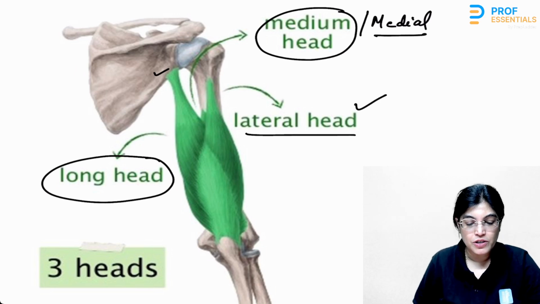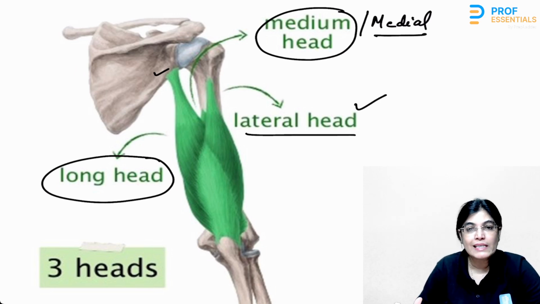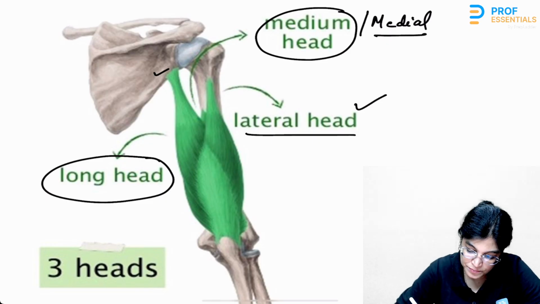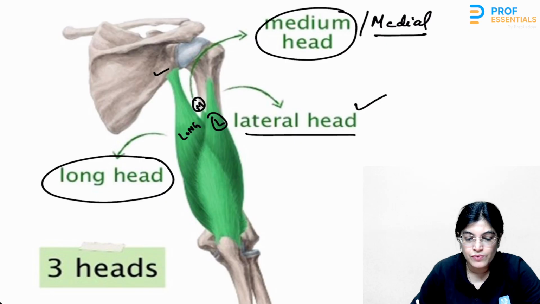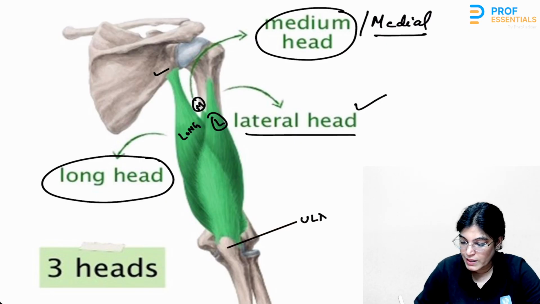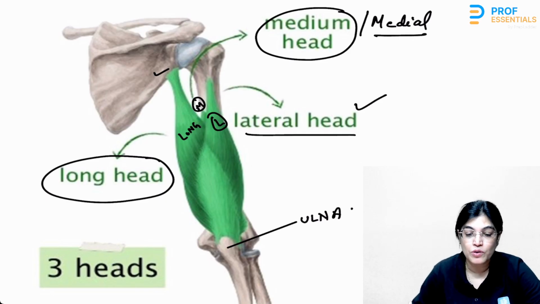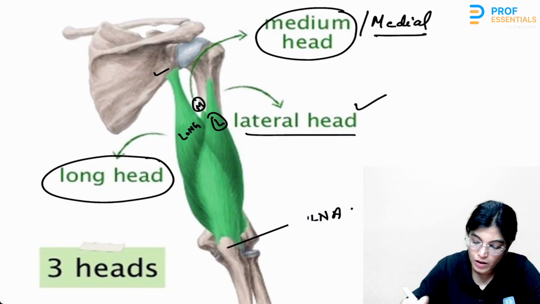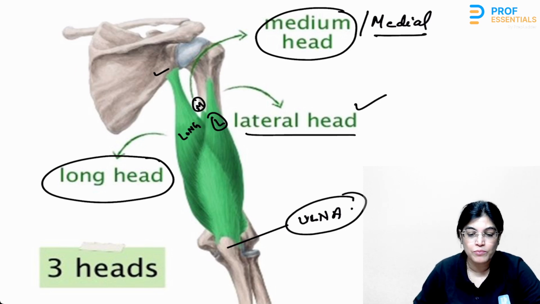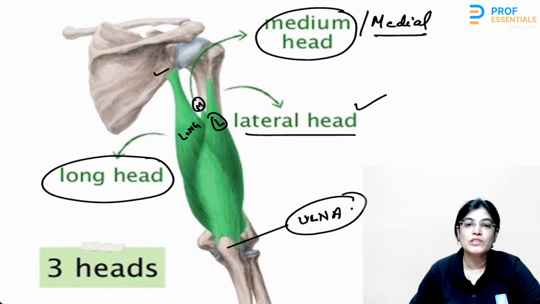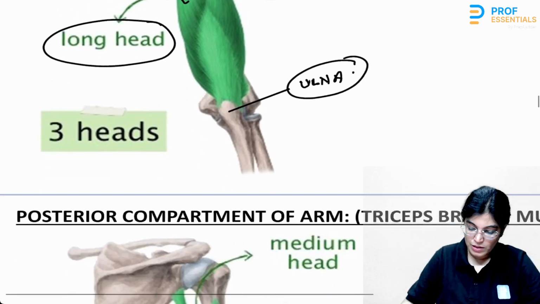And what about its insertion? When I am talking about insertion, all these three heads, the long head, M for medial, and L for lateral head, will form a common muscle belly and tendon, and this will be inserting into the ulnar bone. So it is inserting on the olecranon process of the ulnar bone. To be more specific, the superior surface of the olecranon process of the ulnar bone. So this is about origin and insertion.